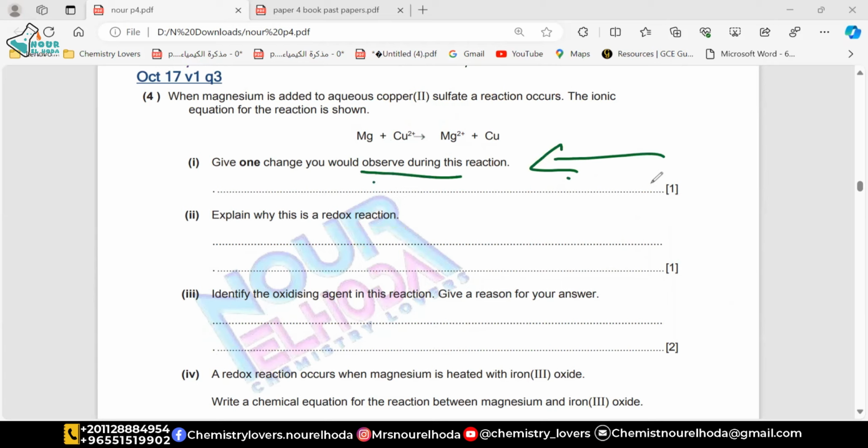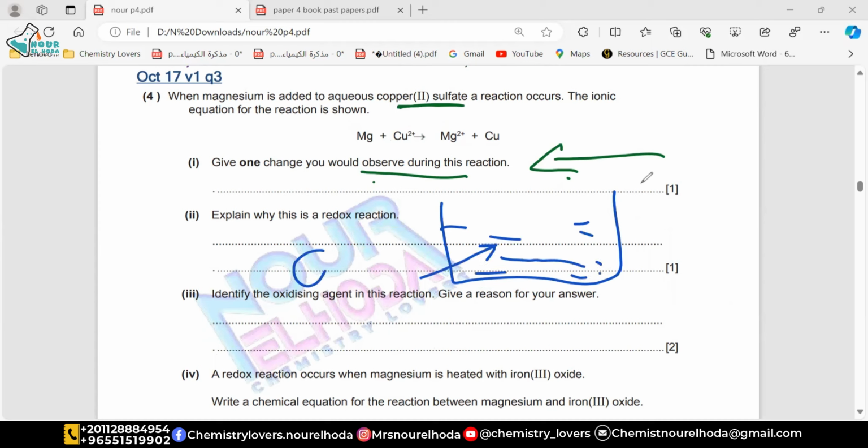I was saying what happened as an observation. Let's do it step by step. What is the color of the copper sulfate? I told you this question is the most common and the most important ionic equation. Copper sulfate is blue. Once the reaction is done, at the end it is not going to be copper sulfate anymore. Why? Check with me.